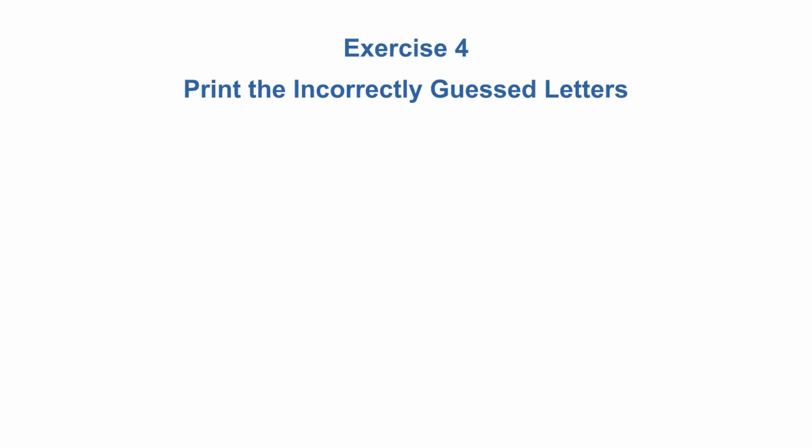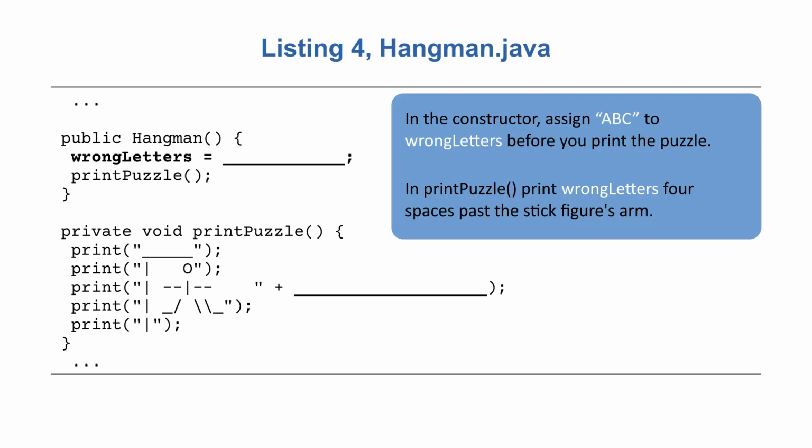Next, let's print the incorrectly guessed letters beside the stickman. Exercise 4. Print the incorrectly guessed letters. In the constructor, assign ABC to wrong letters before you print the puzzle. Then, in printPuzzle, print wrong letters 4 spaces past the stick figure's arm. Run it. What happened? It should have printed ABC a few spaces to the right of the stickman's arm.